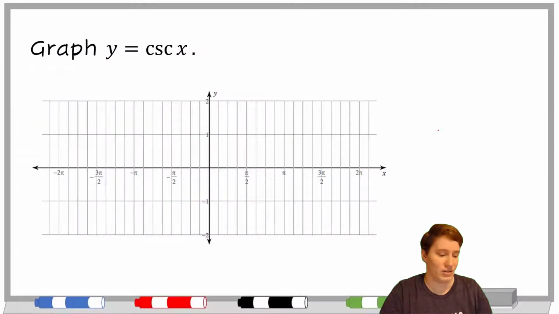So if I want to graph this on my paper, I'm going to make some asymptotes.